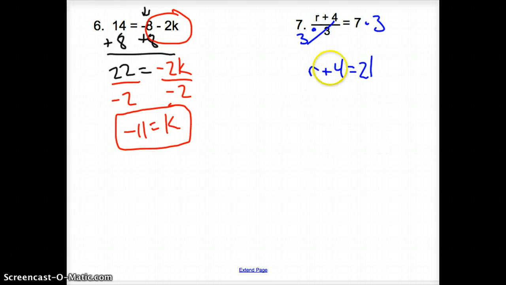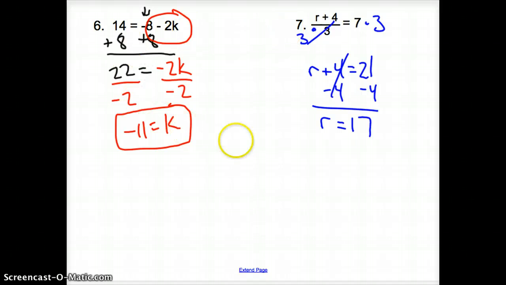How do you undo addition? You have to subtract 4 from both sides, and now bring down the r again. Gone. 21 minus 4 is 17 for your final answer.